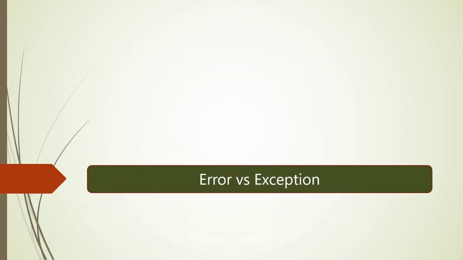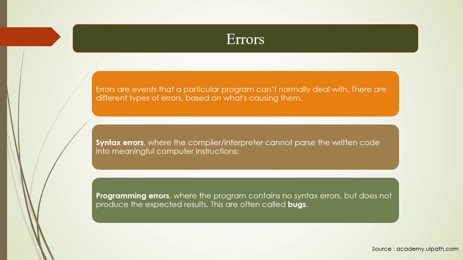Okay, so the first topic which I am going to discuss today is how an error is different from an exception. So, what exactly is an error? An error is something which comes into a program or an automation which it cannot deal with. There are different kinds of error based on what is causing them.